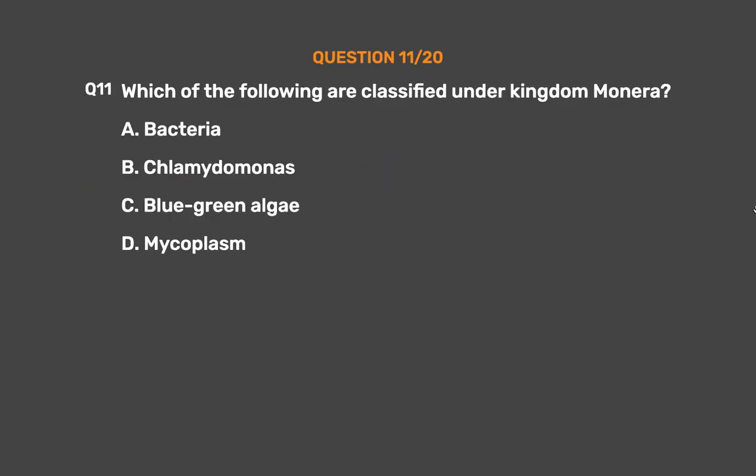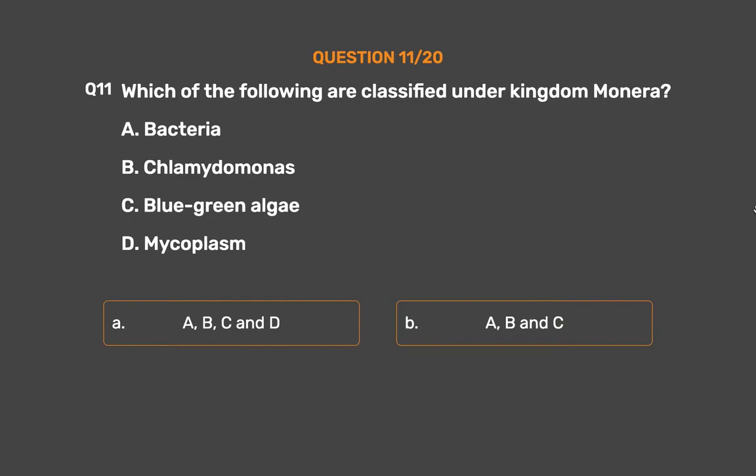Question number 11. Which of the following are classified under kingdom Monera? A. Bacteria. B. Chlamydomonas. C. Blue-green algae. D. Mycoplasma. Option A. A, B, C and D. Option B. A, B and C. Option C. A, B and D. Option D. A, C and D.